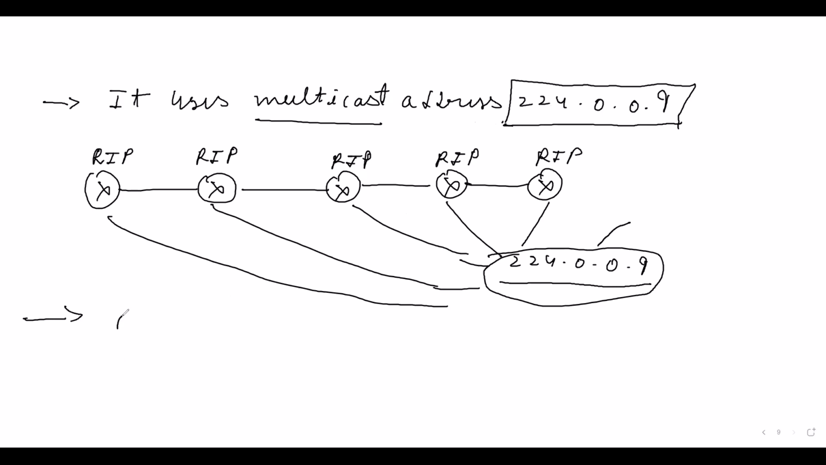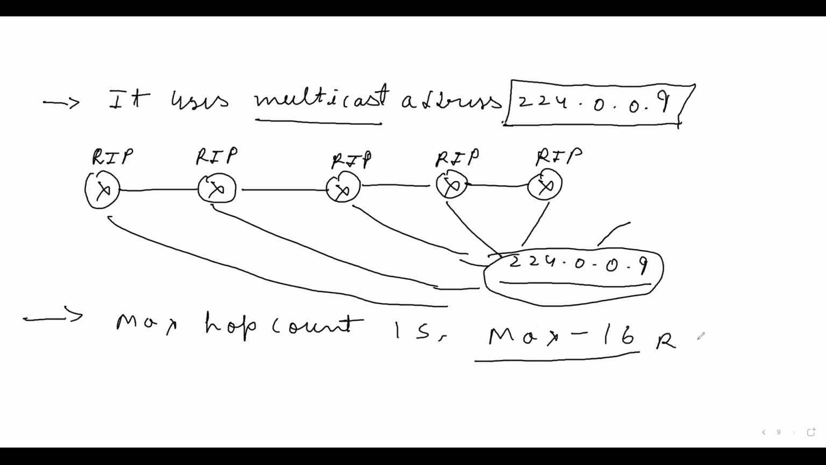In RIP version 2, the maximum hop count is 15 and the maximum number of routers is 16. Why? What is this? Maximum routers is 16 and hop count is 15. I'm really not getting this. So let's see.